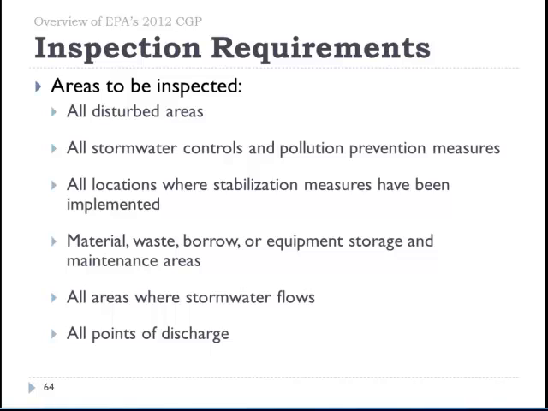The areas of your site that you need to inspect during your inspection are any areas of the site that have been disturbed, all controls for stormwater and all pollution prevention measures you've implemented, any areas that you've implemented stabilization measures, all material waste, borrow or equipment storage and maintenance areas, any areas where stormwater is flowing, and all points of discharge from your site.